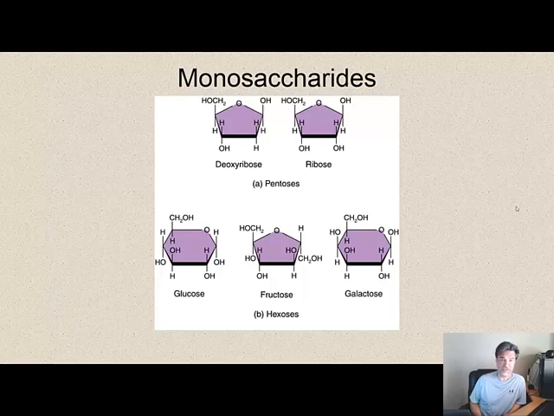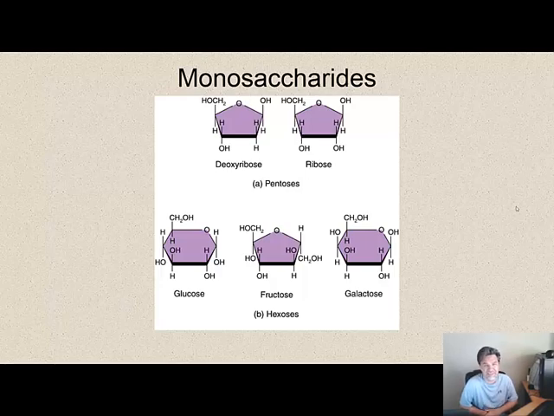Monosaccharides, or single sugar units. A single saccharide is the monomer, or the sugar unit of a carbohydrate. Disaccharides and polysaccharides. Okay, so the first group here is the monosaccharide. We see there are many examples. Those that are 5 carbon groups large are called pentoses.